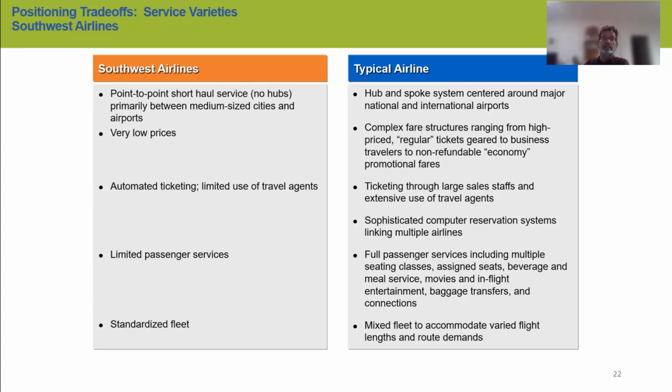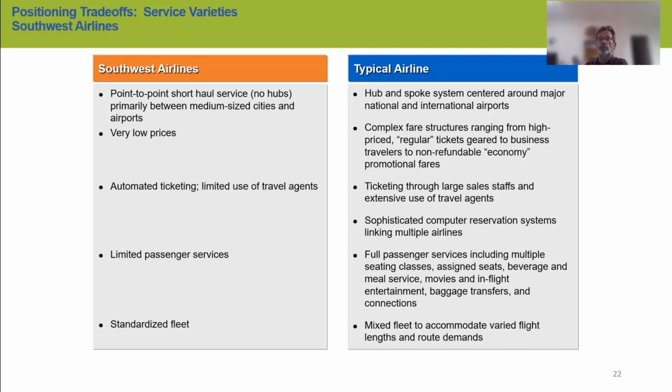Probably we know this type of airlines, we may call them low-cost airlines. A typical airline, on the other hand, has a hub-and-spoke system centered around major and international airports. It has a complex fare structure offering different prices and tickets to business travelers, to non-refundable economy, promotional fares. The ticketing goes through large sales staff and extensive use of travel agents so that the market is more extended, there is more market to be reached.